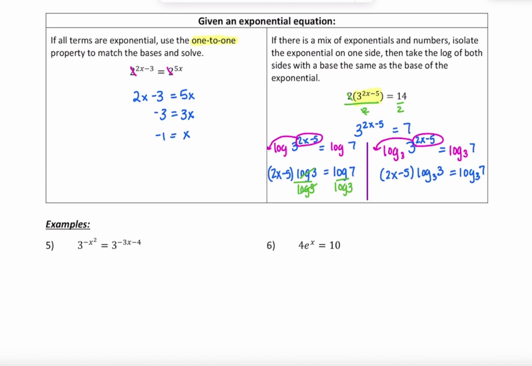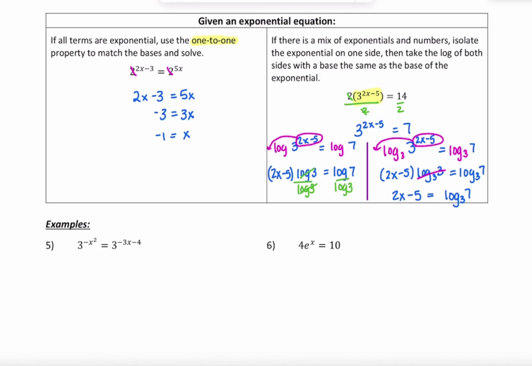And why that skips one step is because it skips the step of dividing, because what is this? Log base 3 of 3. Base 3 raised to what power would give us 3? That's just 1. Right? So that kind of cancels out and you don't have to worry about moving it to the other side, and you end up with 2x minus 5 equals the log base 3 of 7. And then you can add 5 and divide by 2.